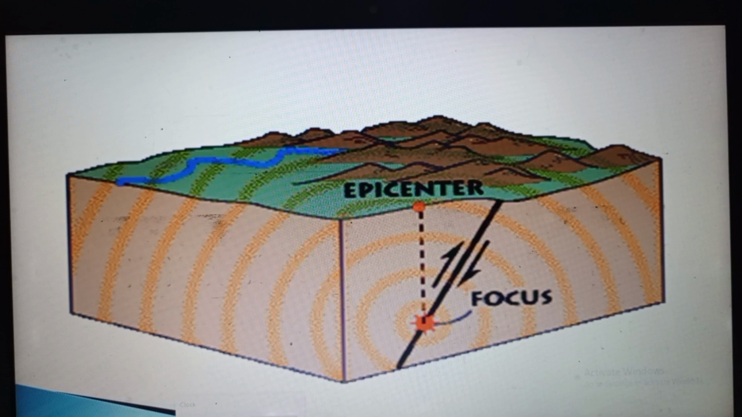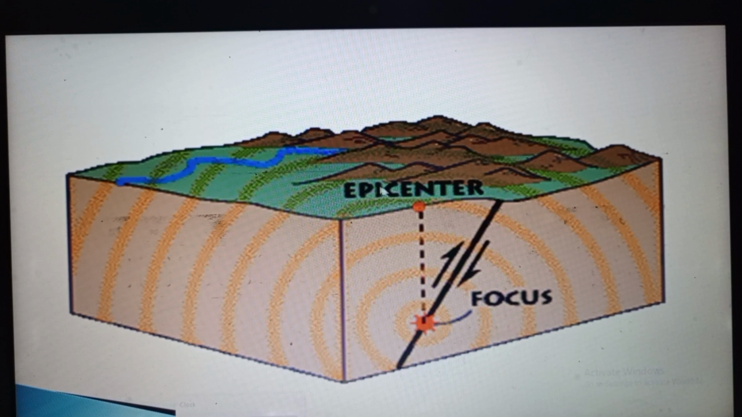Here we have a figure which tells us the difference between focus and epicenter. Focus is found inside the Earth's surface, and it is a place where earthquakes originate. This is a point where the vibration originates. The vibration originates from this point and moves in circles and comes out to the surface of the earth by pushing upward. So this point is known as focus, and a point which is found immediately above the focus is the epicenter.